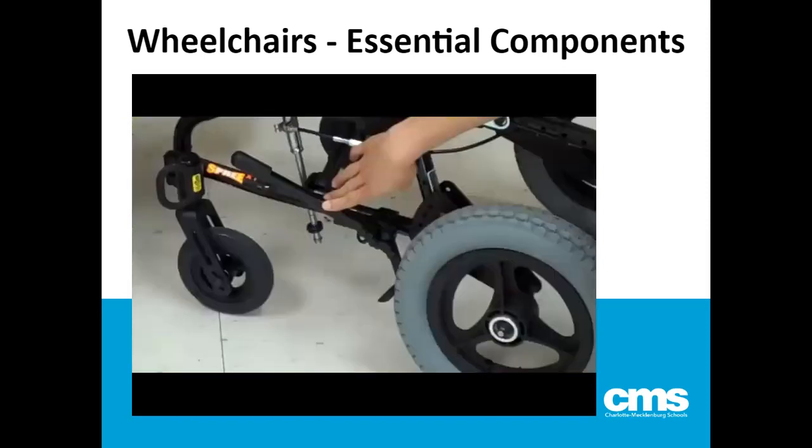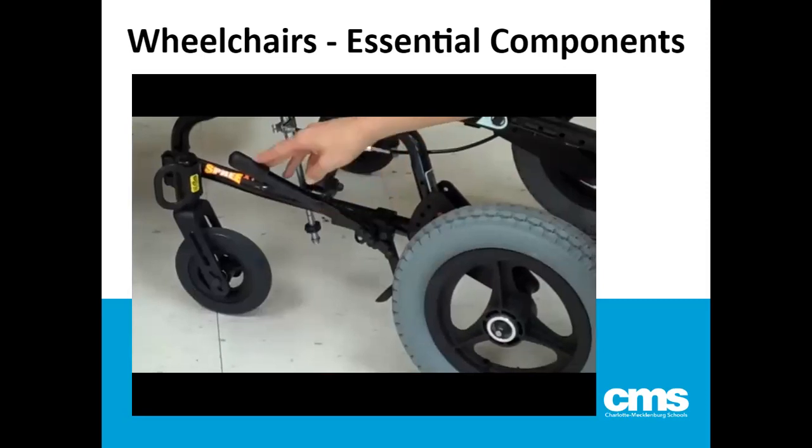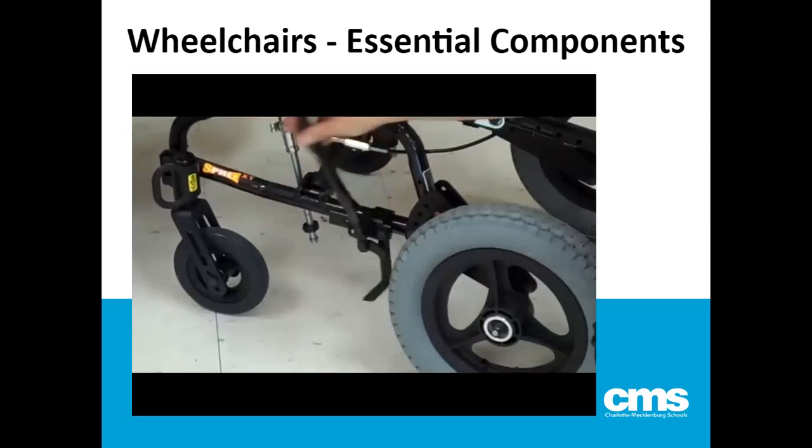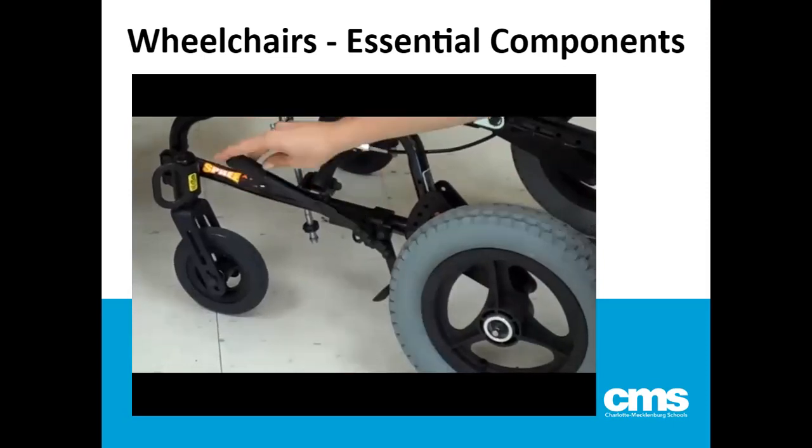These are the wheel locks. The purpose of the wheel locks is to stop the wheels from moving. This is used during transfers, when a student is positioned at her desk, and when parked. There are a variety of wheel locks. Some wheel locks push to lock, some pull. It is important that the locks are working properly in order to ensure the safety of our students.